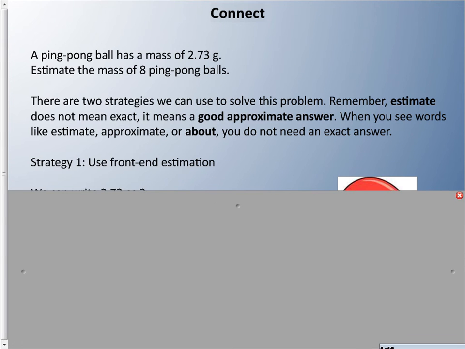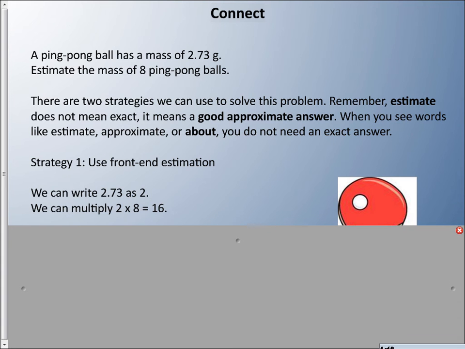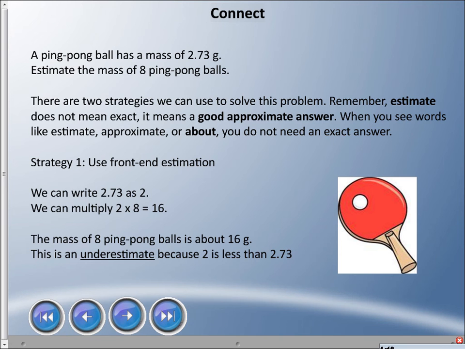So our first strategy, and we're going to be multiplying here, is to use something called front-end estimation. In front-end estimation, we just look at the front number, the whole number there, and that is 2.73. We're going to write that as 2. And we can multiply 2 times 8, because there are 8 ping pong balls, and the answer is 16. So we can say that the mass of 8 ping pong balls is about 16 grams. But this is called an underestimate, because 2 is less than 2.73, so it's going to be under what the real answer is if we were to actually find out the answer.